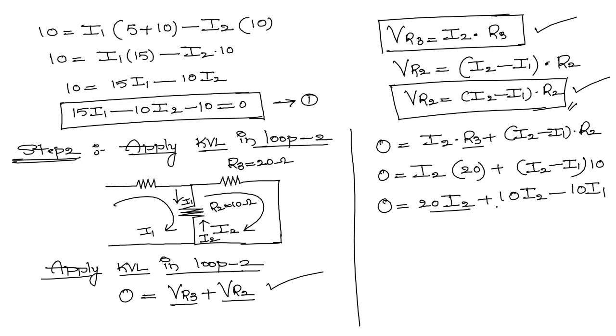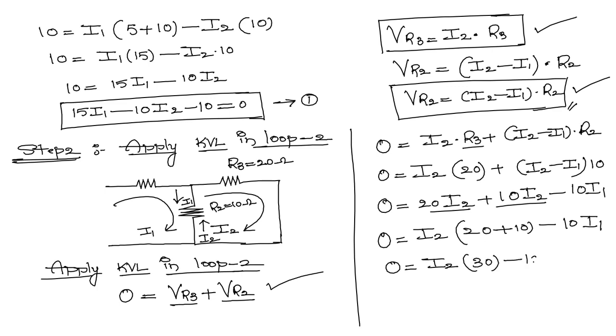Clear? Now 20 I2 and 10 I2, so take I2 common from this expression, you will get (20 plus 10) minus 10 into I1. Clear? So now 0 is equal to I2 into 20 plus 10, that means 30, minus 10 into I1. Now 0 is equal to 30 I2 minus 10 I1. Now we send this minus 10 I1 to the left side, then you will get 10 I1 is equal to 30 I2.